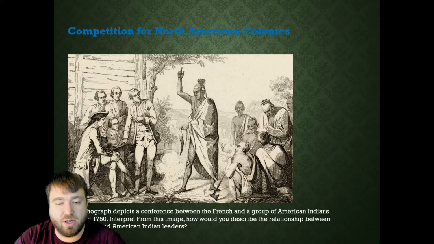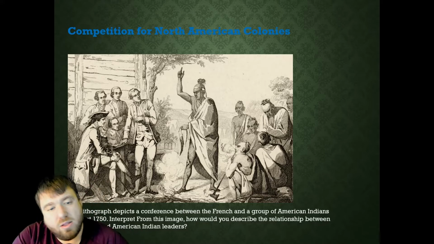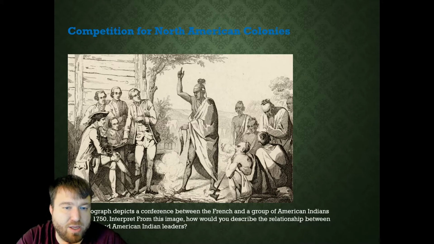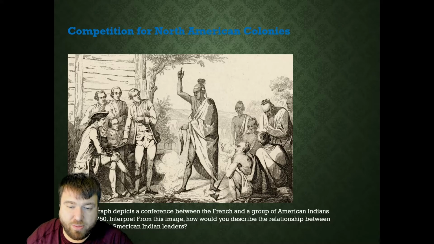This lithograph depicts a conference between the French and a group of American Indians in about 1750. How would you describe the relationship between the French and the American Indian leaders? Now, just from looking at this picture, we can look at the people in this picture, and as you notice, there's something missing. There's something missing that you might expect to see here. Weapons. Aside from this one Native American man who appears to have maybe an axe of some sort or some sort of long-handled tool here, there are no weapons in this picture.